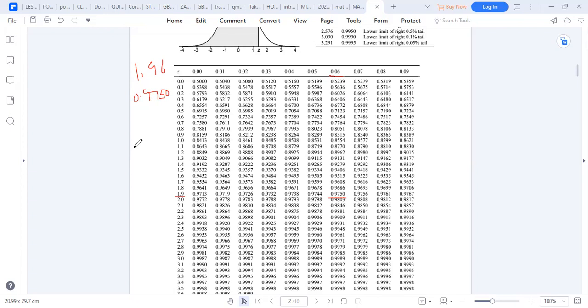So I want you to try. Give me the reading for the Z of 1.64. Check in the table, what is the reading for 1.64? You go under 1.6 and 0.04. Where do they meet? Where are they meeting? 0.9495.